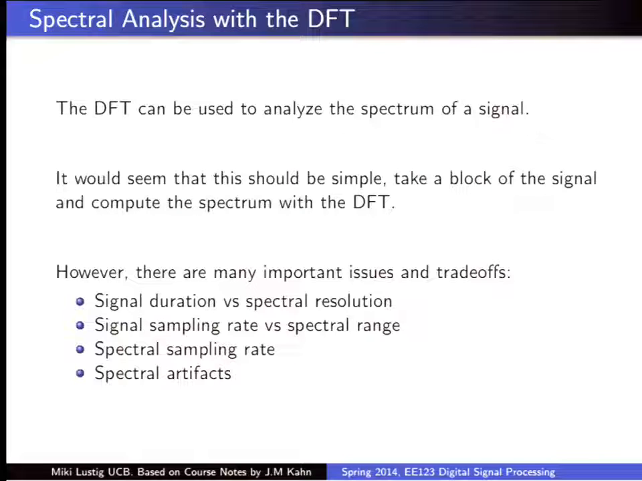So we're going to talk about the signal. What is the trade-off between signal duration and spectral resolution? You kind of saw it a little bit, right? I took a larger signal duration, I got better spectral resolution, but I lost temporal resolution. The signal sampling rate versus the spectral range. When we talk about sampling, we're going to talk about this more, not so much today. Then the spectral sampling rate.